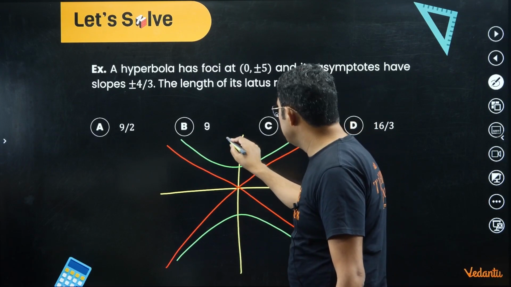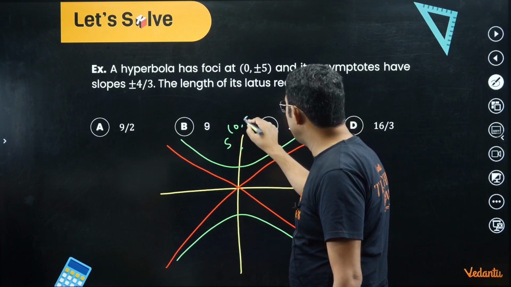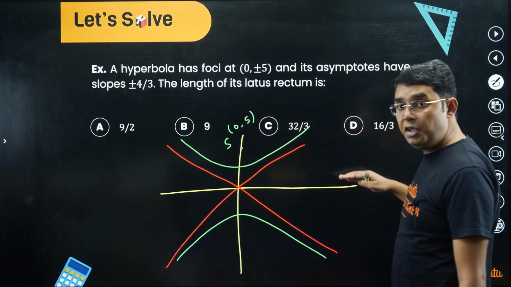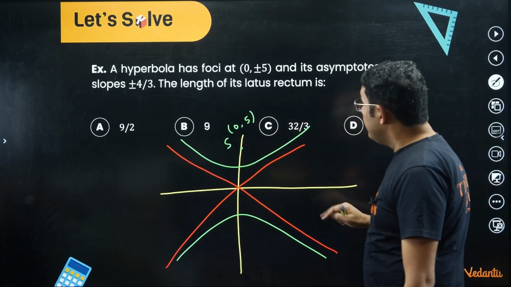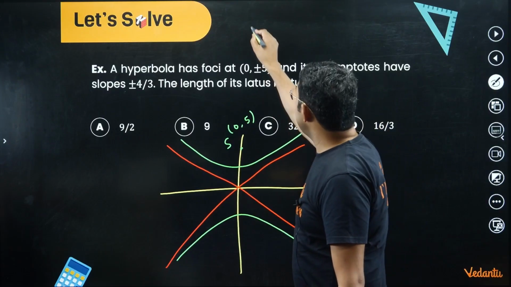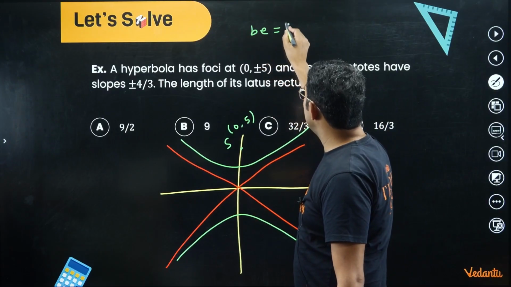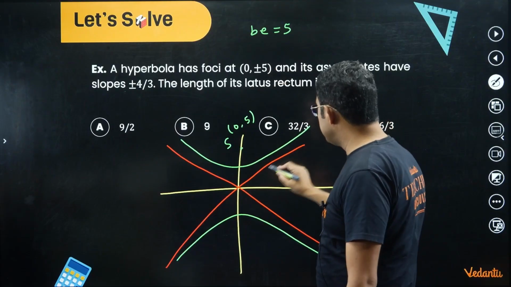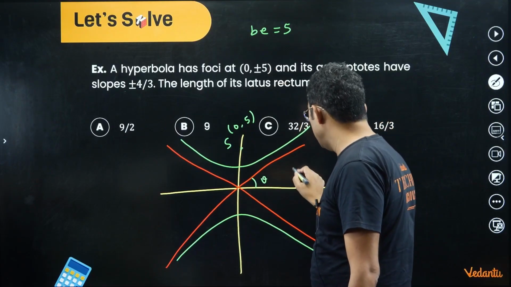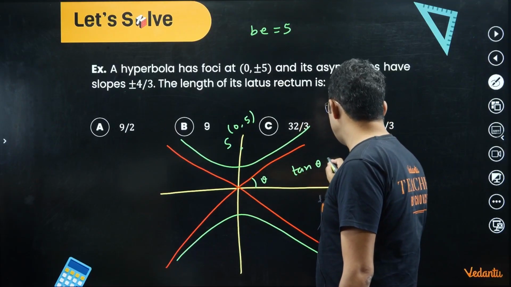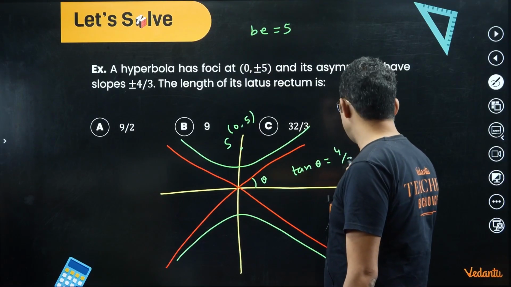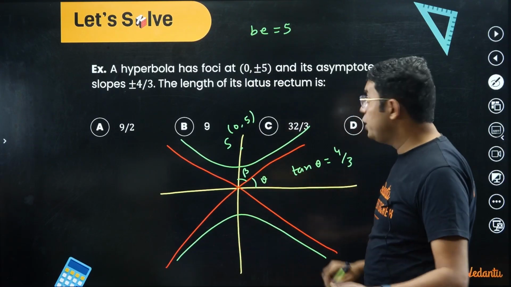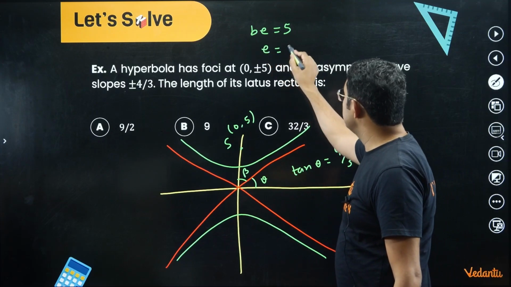Your focus will be here at (0, 5). I will take just one branch. I think the other will be just the replica or image about the x-axis. In this case, you know BE will be equal to 5. Okay, and the slope of the asymptote, suppose this angle is theta, so tan theta is given to us as 4 upon 3. Now if this angle is beta here, I told you the eccentricity would be secant beta.